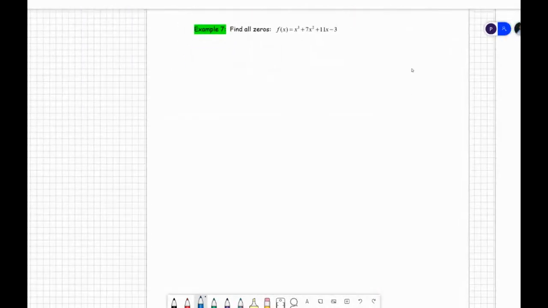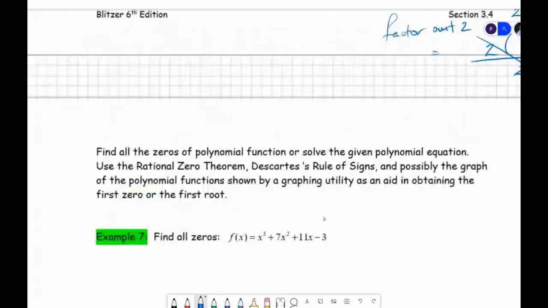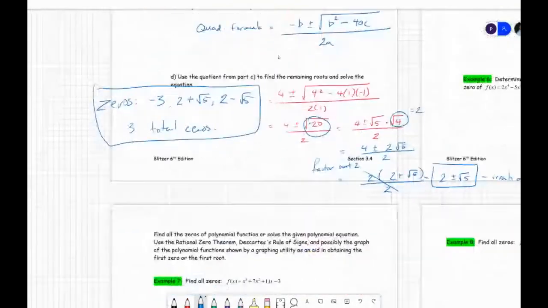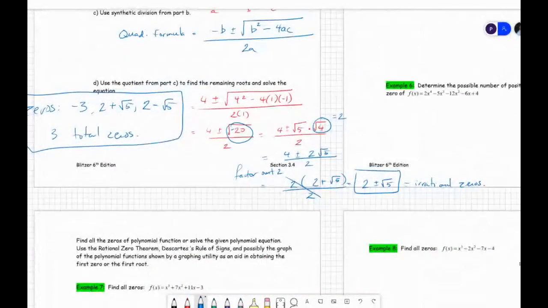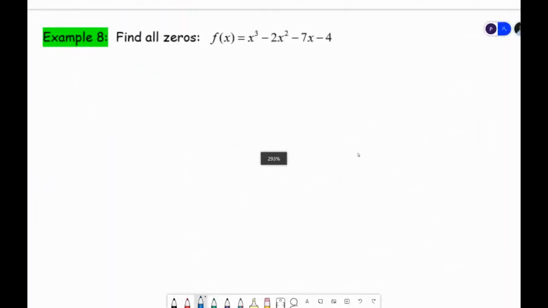Okay, so let's look at this example. Is this the same one? Yeah, it's the same one for some reason. Okay, let's do this one. Okay, folks, do you think you can do the entire problem and find me the zeros? Yes. Go ahead and try it.